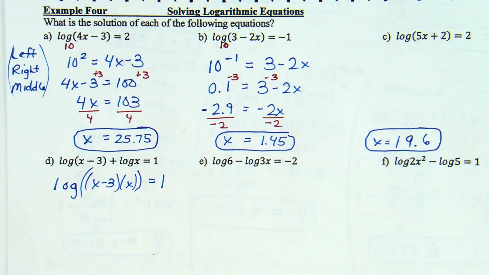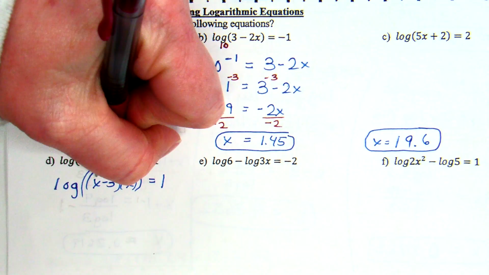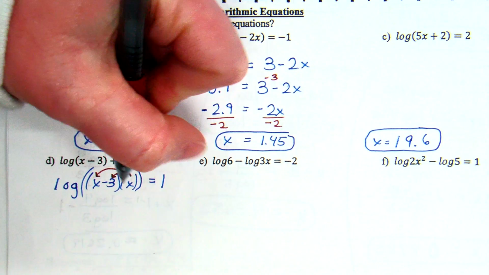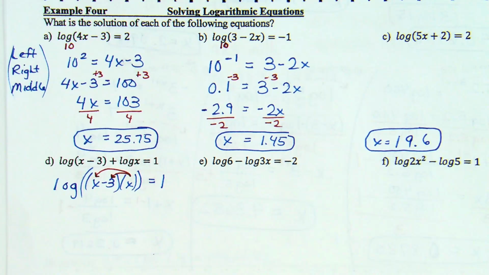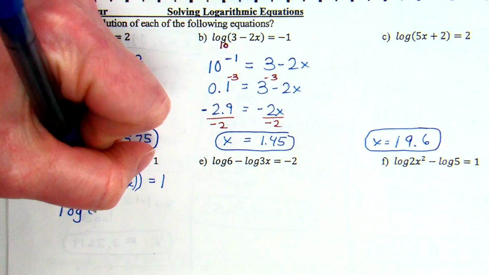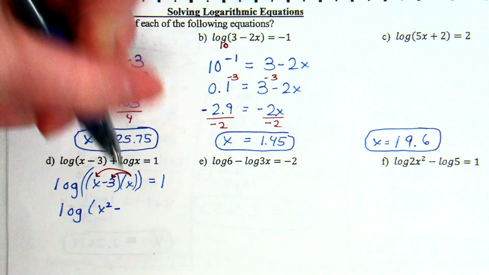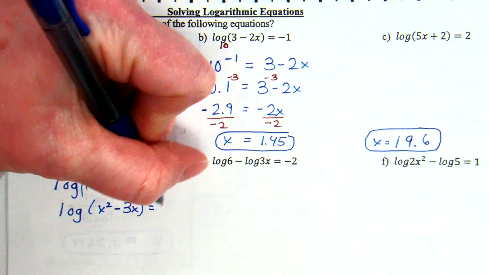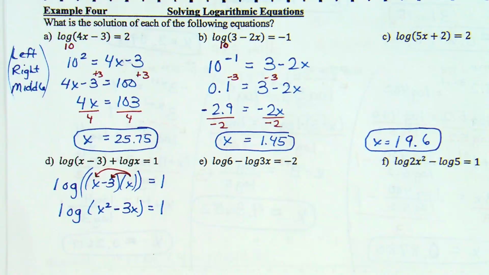I would go ahead and multiply them together if you haven't. How do we multiply x times x minus 3? Take that x and distribute. So I can write this as the log of, what is x times x, x squared, minus 3 times x, 3x. Okay. So now I'm at the point of log of x squared minus 3x equals 1.